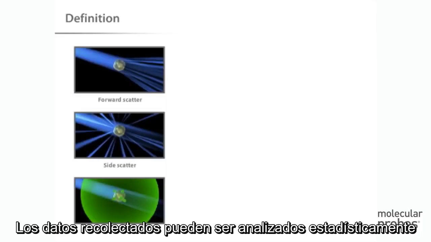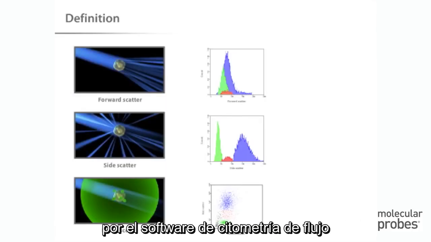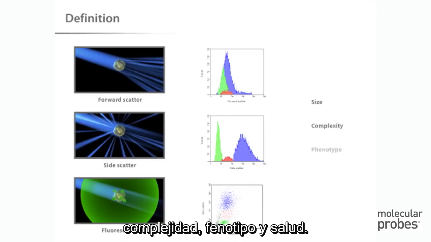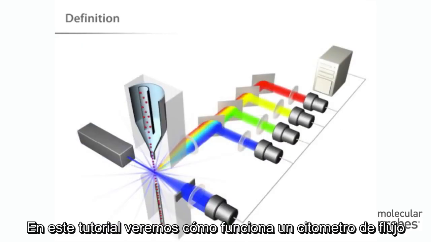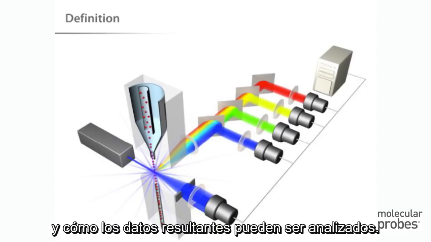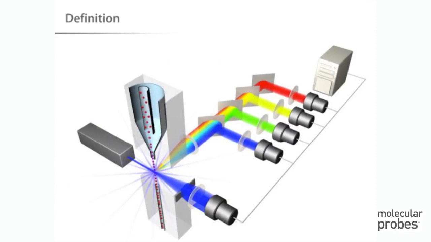The data gathered can be analyzed statistically by flow cytometry software to report cellular characteristics such as size, complexity, phenotype, and health. In this tutorial, we will look at how a flow cytometer works, how scattered light and fluorescence are detected by a flow cytometer, and how the resulting data can be analyzed.